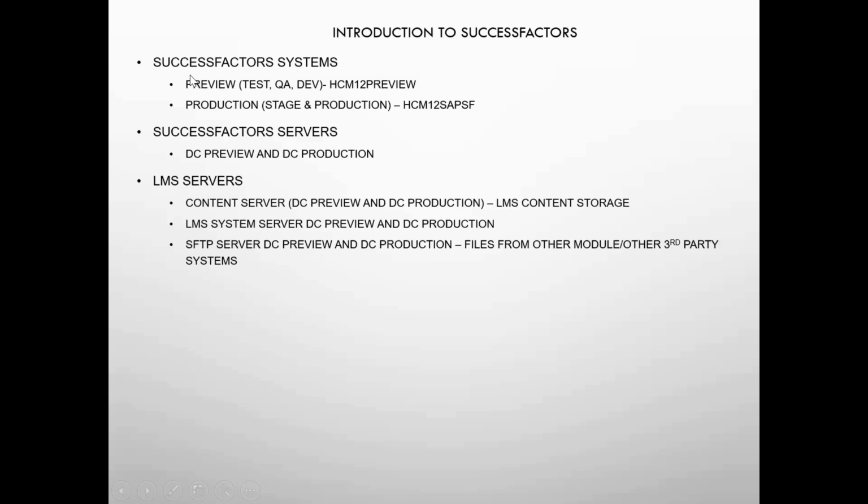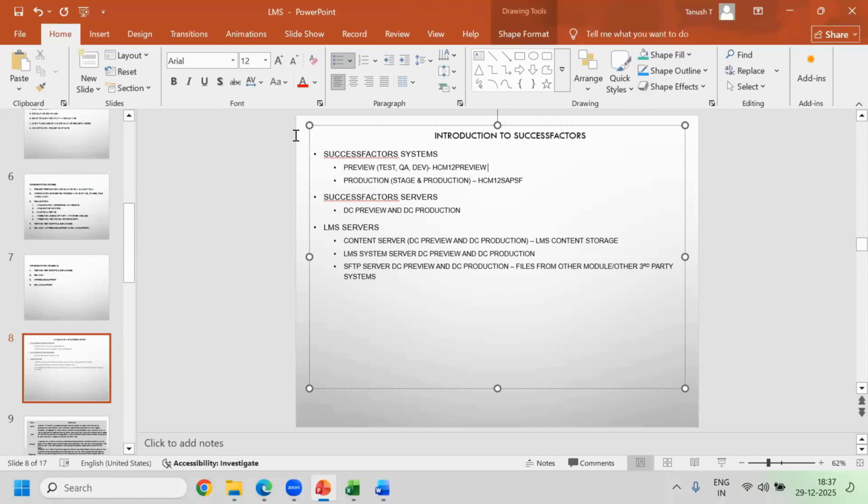So SuccessFactors has servers. One server will be the preview system, the test system, and another server will be the production system. Preview is where you can test and configure new things. Production is the live system or a duplicate of the production system. For each system, you will have one BizX front-end URL and one provisioning URL.